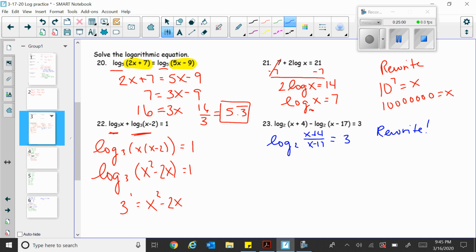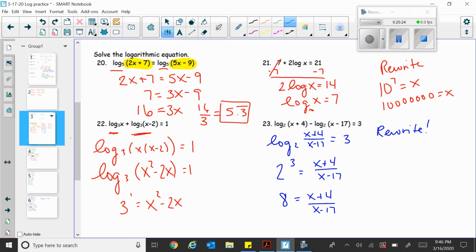Okay, so the base is 2, the exponent is 3, and then we have x plus 4 over x minus 17. And then I would figure out, well, what's 2 cubed? Well, 2 cubed is 8. And you have 8 equals x plus 4 over x minus 17.